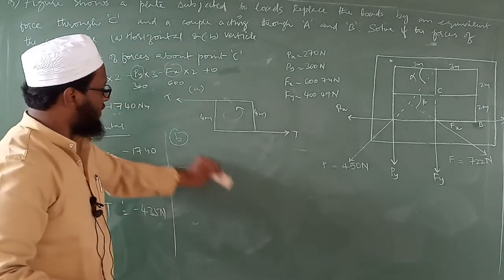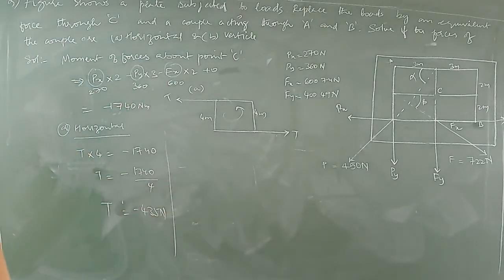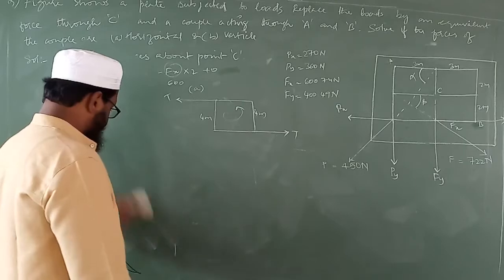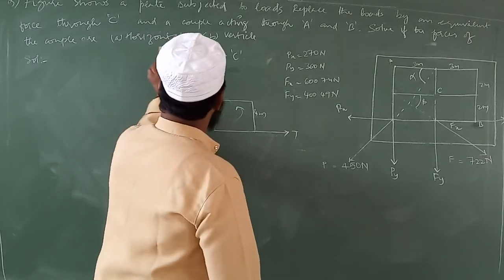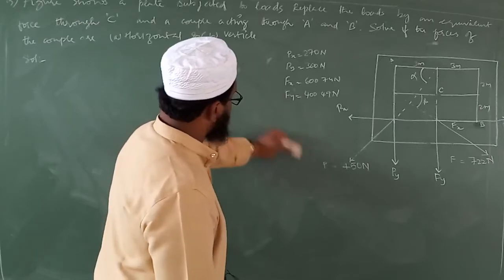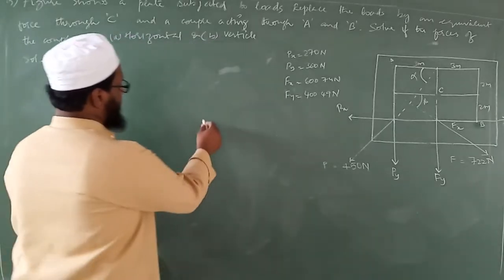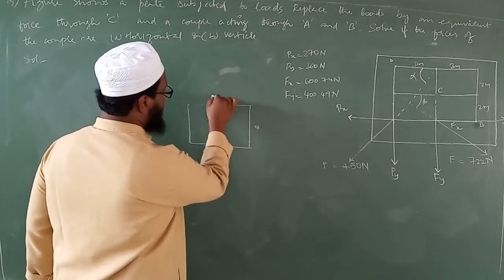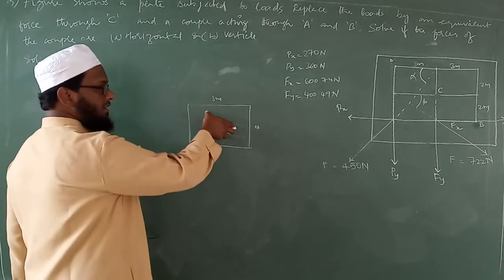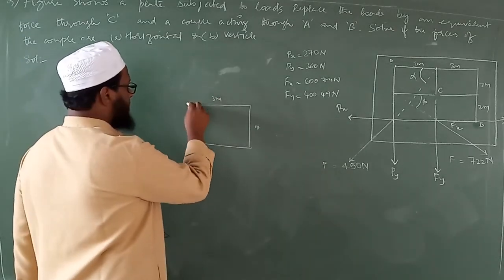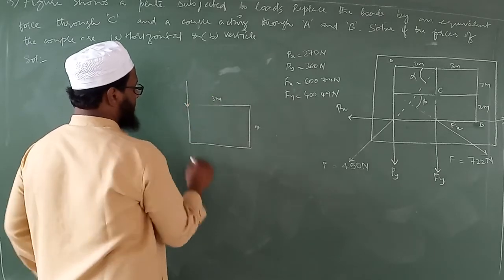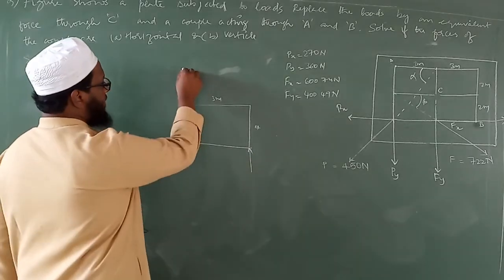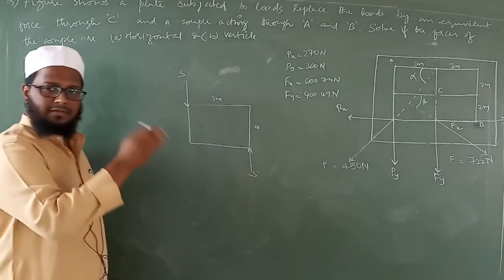Now I am going for the B part. Otherwise you copy down, then we'll go for this one. Now we'll go for the vertical forces. So the same plate, this is 4 meter, and this is 3 meter, since it is rotating in anti-clockwise direction, isn't it? So what happens to the forces? So this force we'll take as S. There we have taken T.